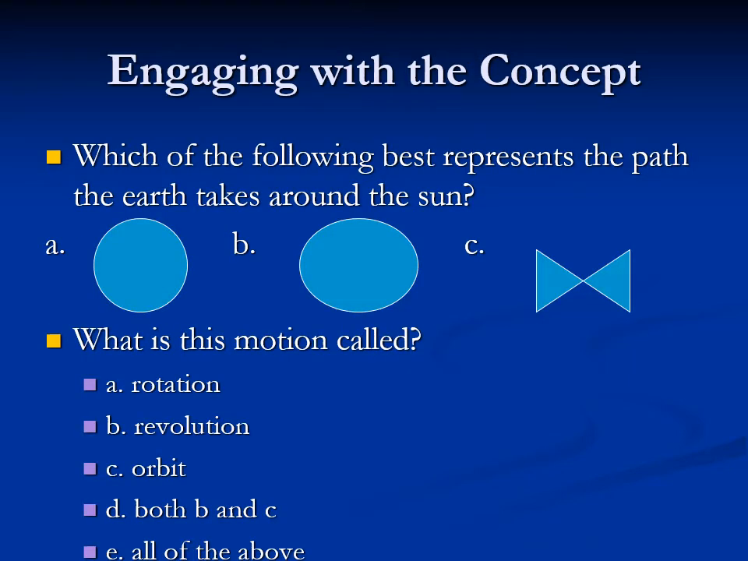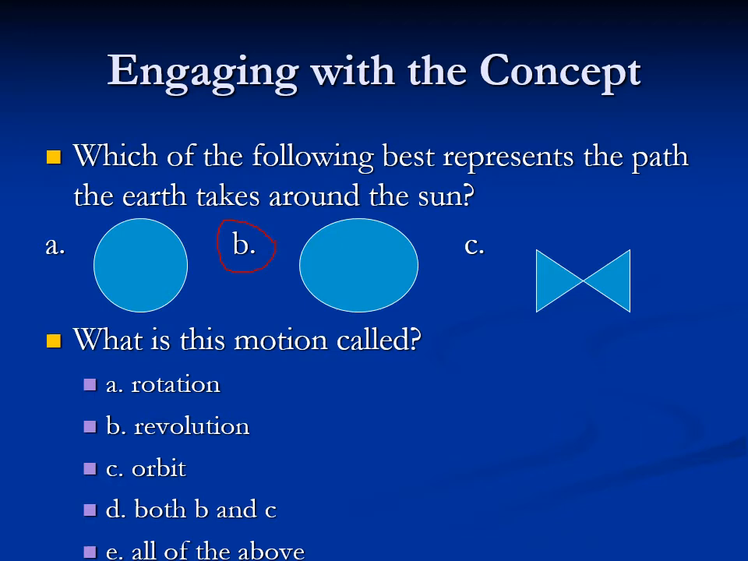Okay, I'm going to change directions for just a few minutes and move on to a different movement of the Earth. So let's take a look at the way the Earth goes around the Sun. So which of the following best represents the path that the Earth takes around the Sun? Is it A, a perfect circle, B, an ellipse, or C, a bow tie? If you chose B, you're correct.